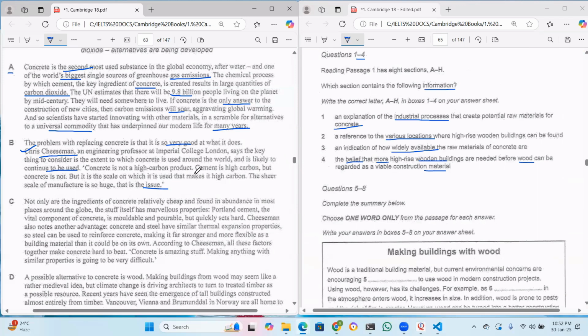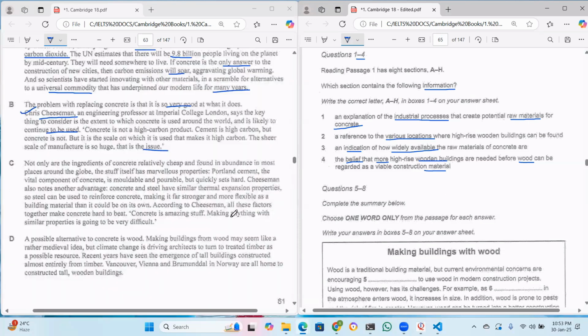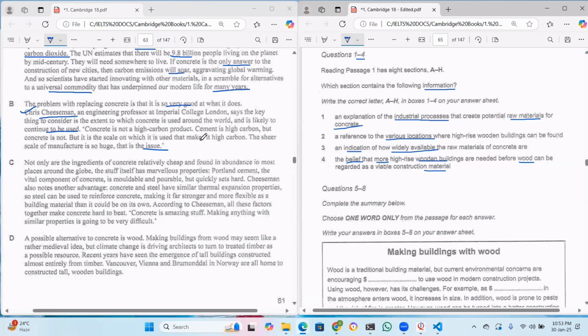He spoke about concrete not being a high carbon product. Cement is high carbon, but concrete is not. So, an explanation of the industrial processes that create potential raw materials for concrete. No, we did not talk about anything like that, right? No industrial processes are there. Then various locations, any reference to locations here? No, there are no locations here. And an indication of how widely available they are. Anything like that? Availability, no, he is not talking about that. He is talking about the manufacture. Manufacturing is very huge, but there is nothing about availability, right?